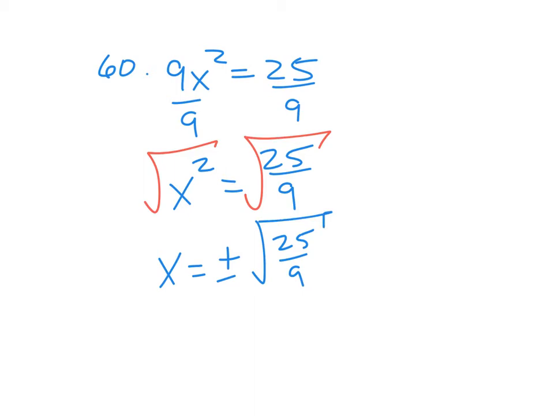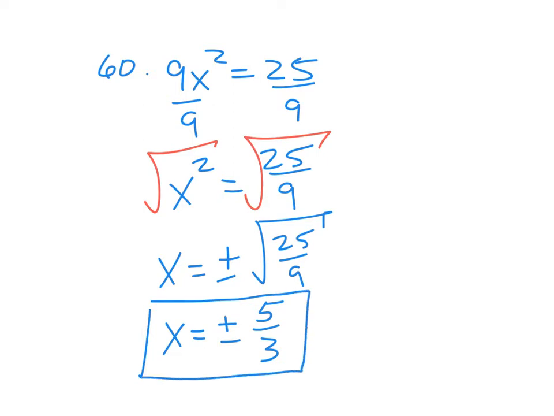And then what's the square root of 25? 5. And what's the square root of 9? 3. So then positive and negative 5/3. Is that okay? X plus 5 over 3, x minus 5 over 3. If you were factoring, yeah, but you would have probably done difference of squares. But yeah, that would be equivalent. That would be the step before, right?